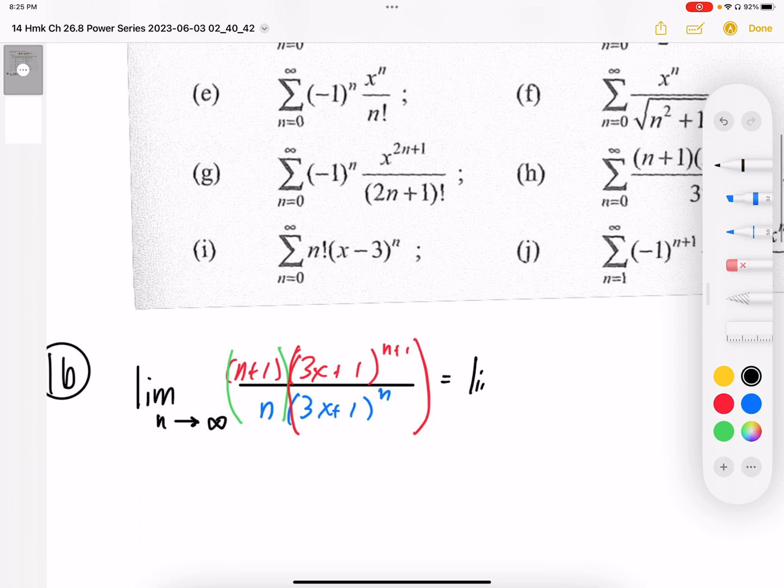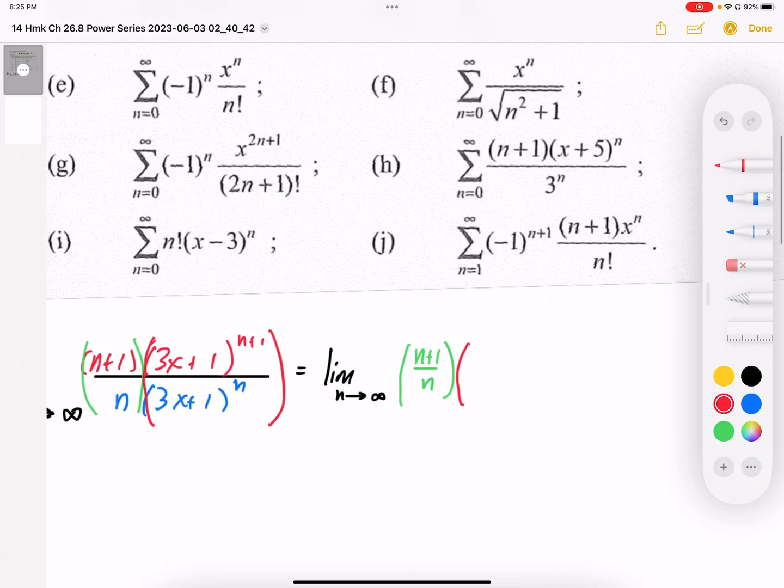The limit as n approaches infinity, and for the n parts, we're going to get (n+1)/n. That's going to work out to be 1. And then for the other part here, we're going to end up with (3x+1) times (3x+1) to the power n. Okay, so the plus 1 we're just going to leave as (3x+1). And then in the denominator, we have (3x+1) to the power of n. We can see that those terms are going to cancel out.